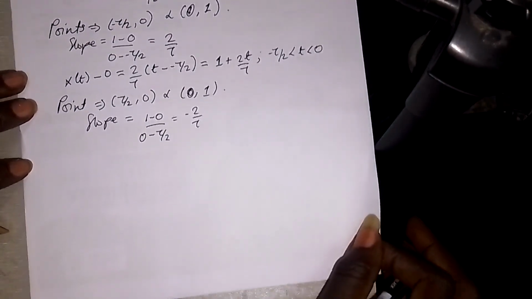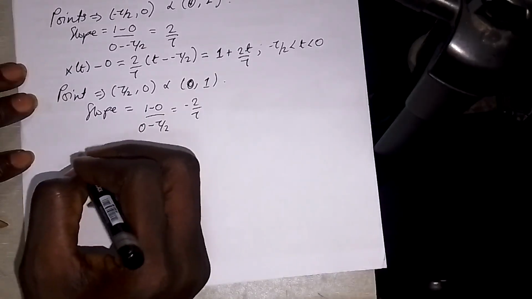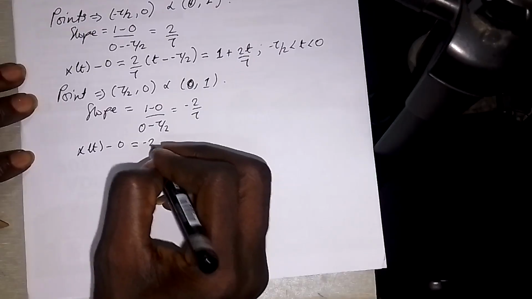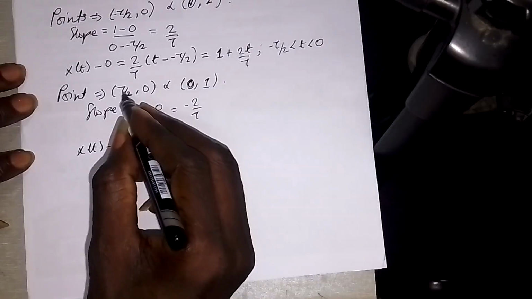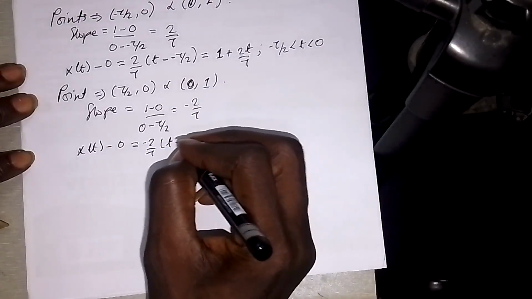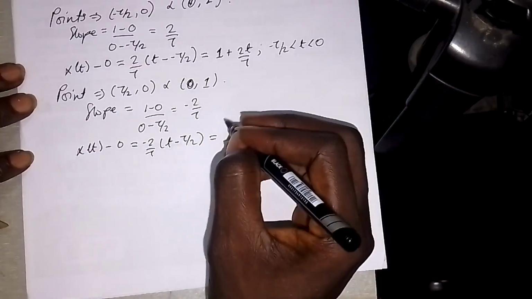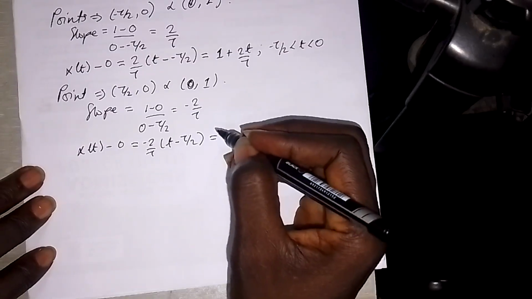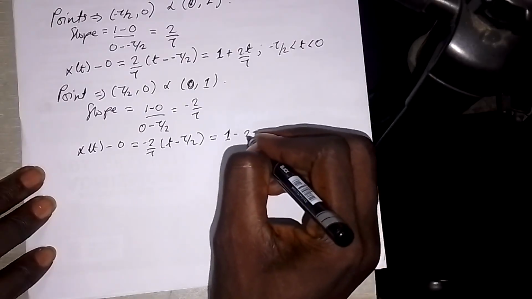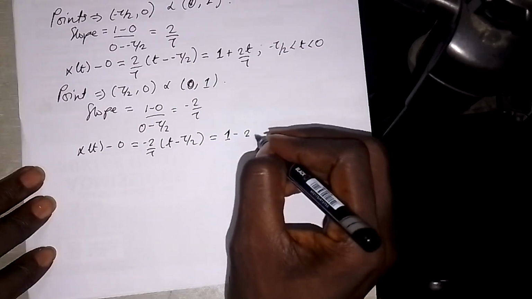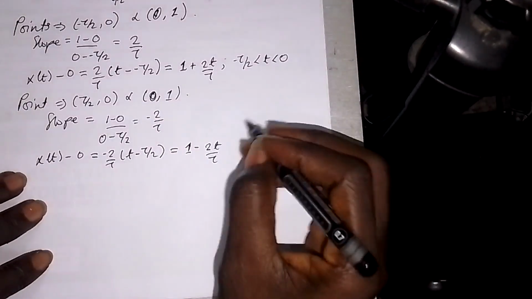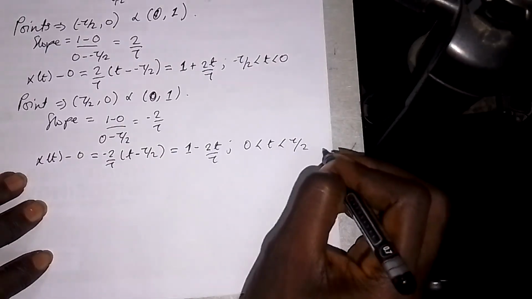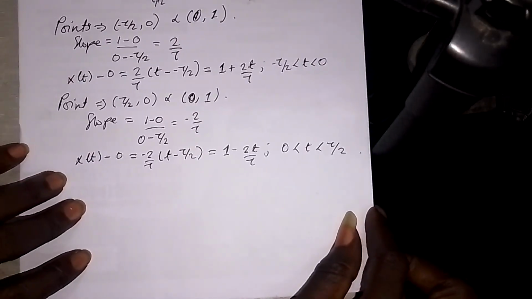Okay, then our equation is going to be x(t) minus the y component of the first point, which is 0, equals the slope, minus 2 on tau, into t minus the x component of the first point, which is tau on 2. So it's minus tau on 2. If we do this, the equation of our line is going to give us 1 minus 2t on tau, and this is within the interval 0 less than t less than tau on 2. So these are our two equations, which we are going to use.